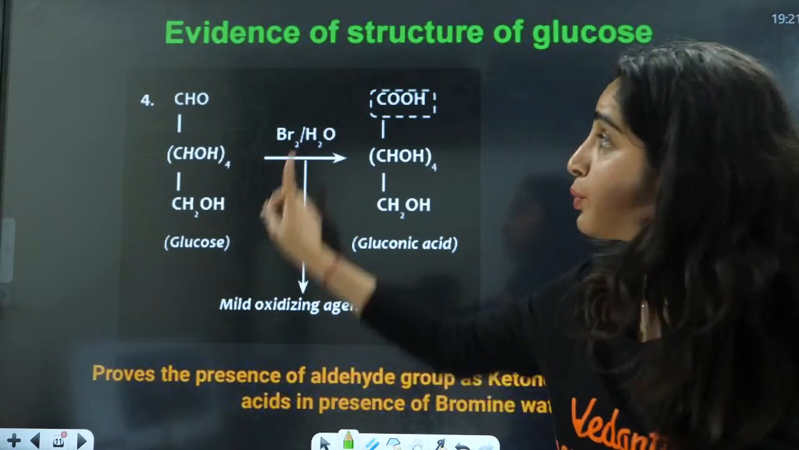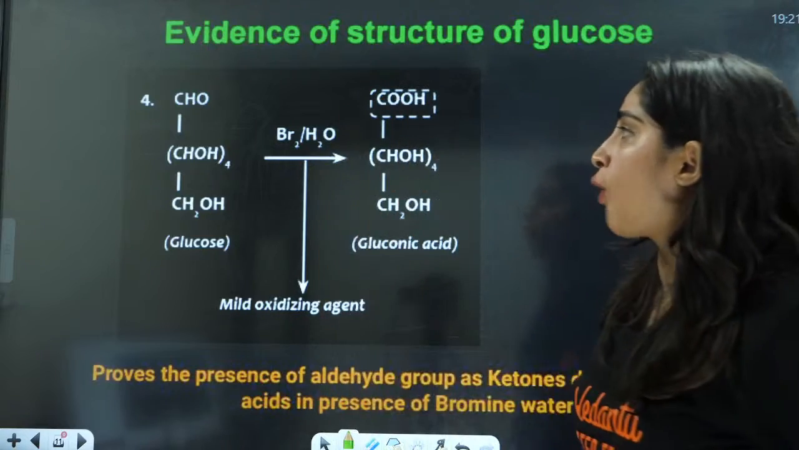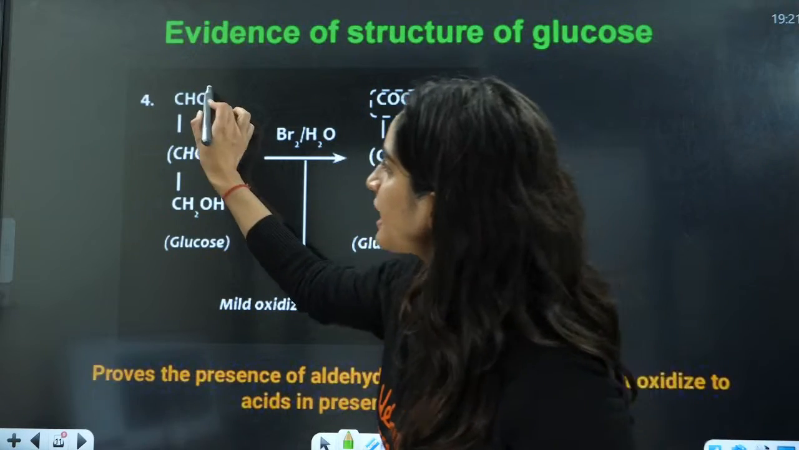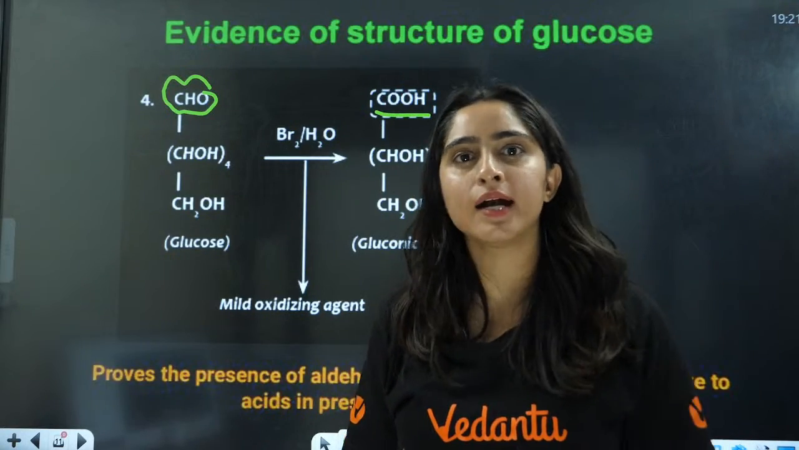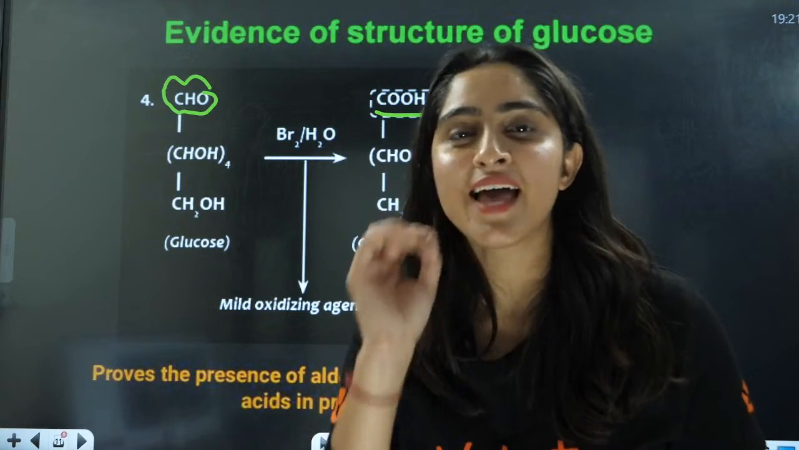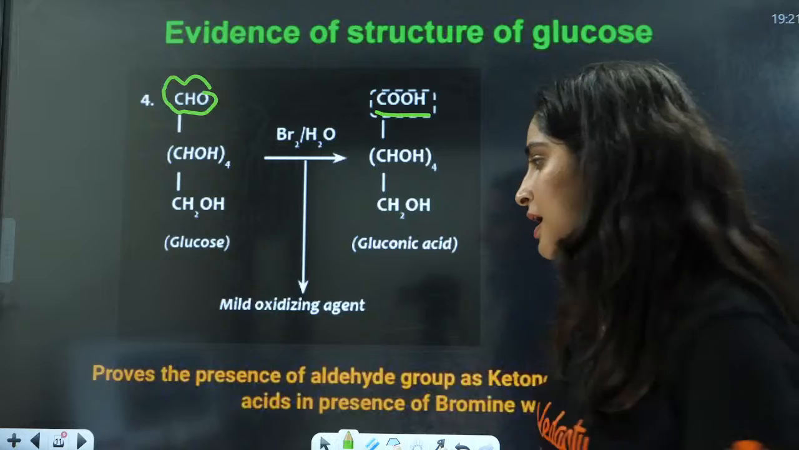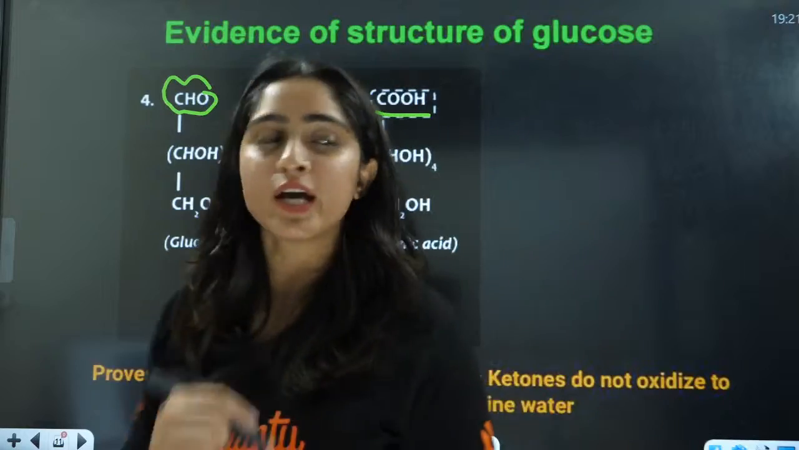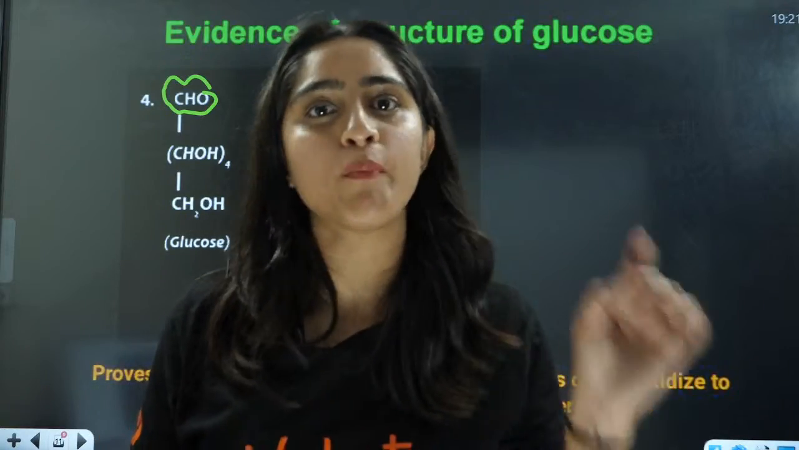Now, we are reacting this with bromine water. And if you remember, with bromine water, what happens? With bromine water, this CHO group is oxidized to COOH. Now, this means that the carbonyl group present here is not ketonic. This is an aldehydic group, because ketones do not get oxidized with bromine water, right? So this tells us the presence of an aldehydic group, not a ketonic group, right? Why? Because ketonic groups are not oxidized in the presence of bromine water.